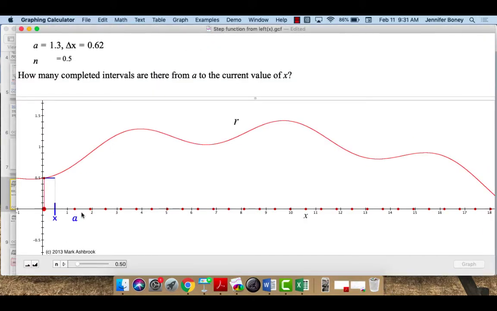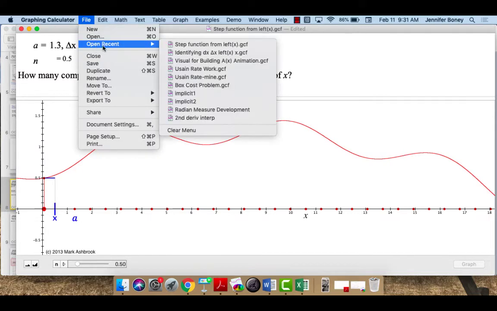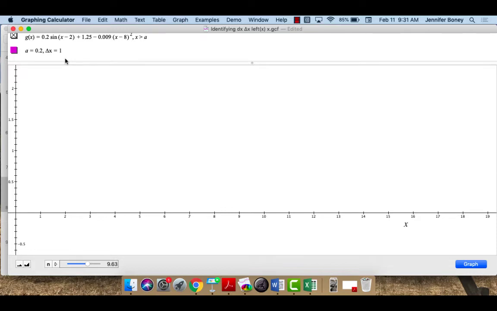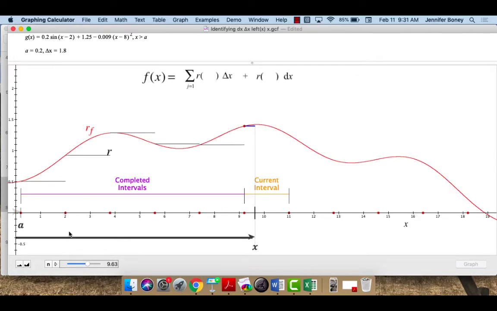So each of these red dots here, I'll make the delta x a little bigger. Oh, this isn't a file we actually looked at before. This is a different one, but same thing. There we go. I'll make this delta x a little bigger so it's easier to see. So this is position A, this is position A plus 1 delta x, A plus 2 delta x, A plus 3 delta x, A plus 4 delta x.